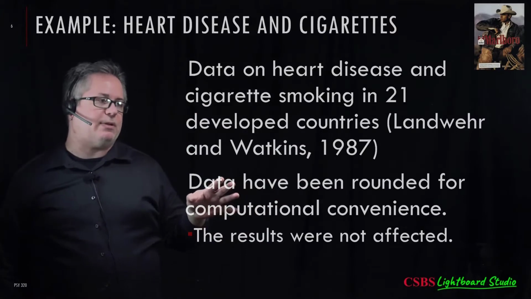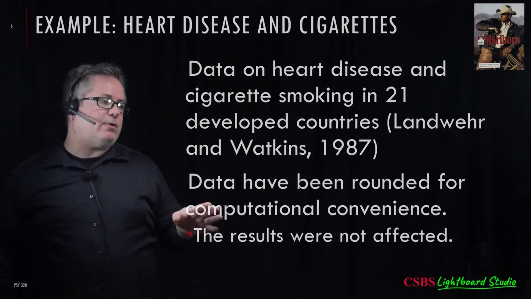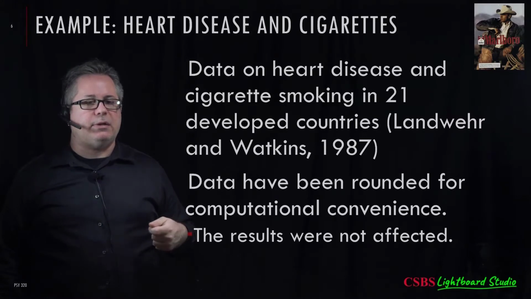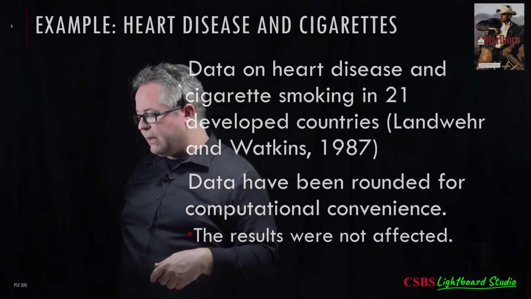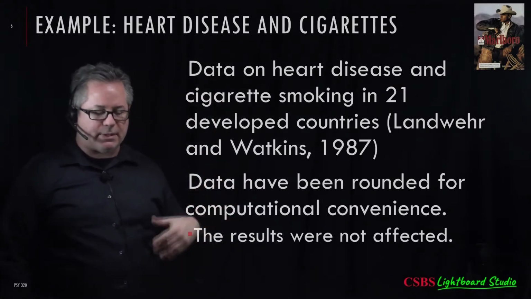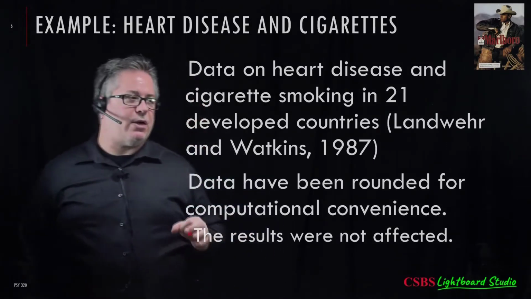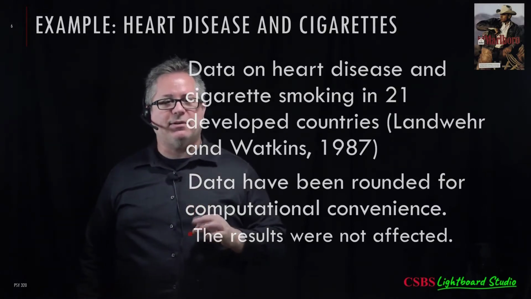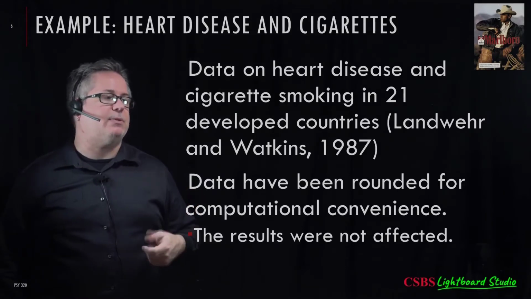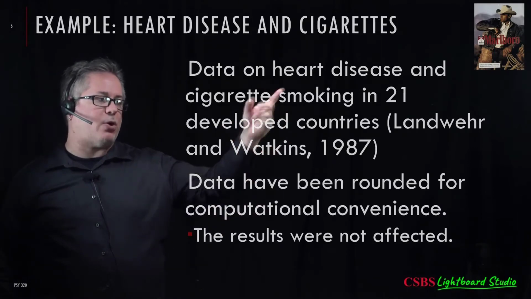And I don't even want to get into that whole conversation about what is a developed country versus not. But they looked at 21 countries in 1987, and they looked at their data on the amount of smoking in those countries and the amount of heart disease in those countries. So this is data just reported at the country level. Not looking at individual people, we're looking at countrywide data. So now each country is our participant. We're looking at an individual country as our subject in our data, which is different than what we talked about before. So we can look to see, is smoking and heart disease related in these countries?